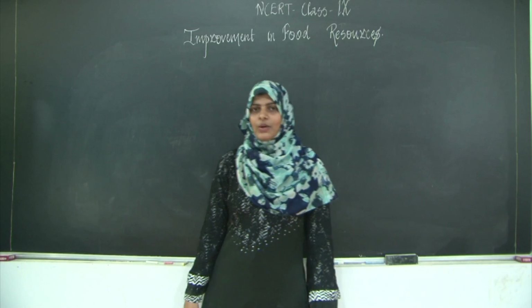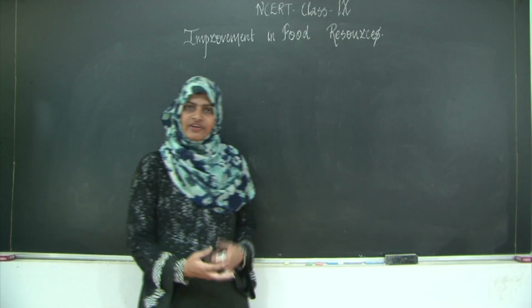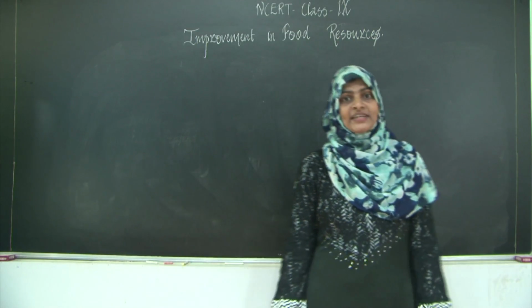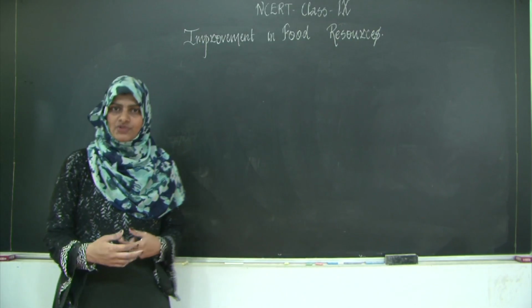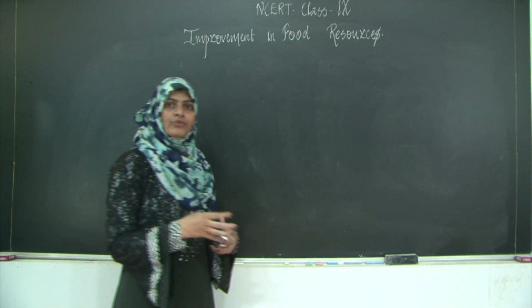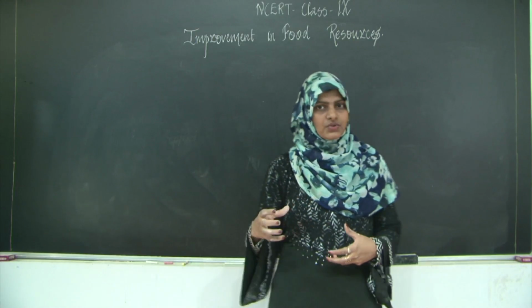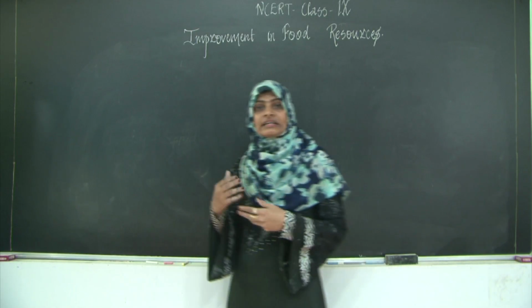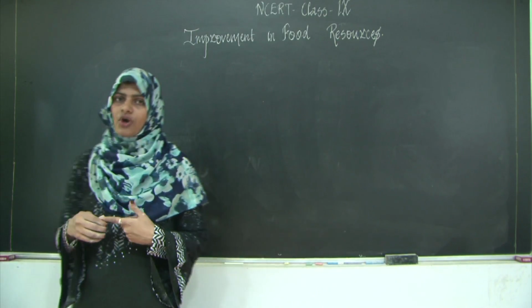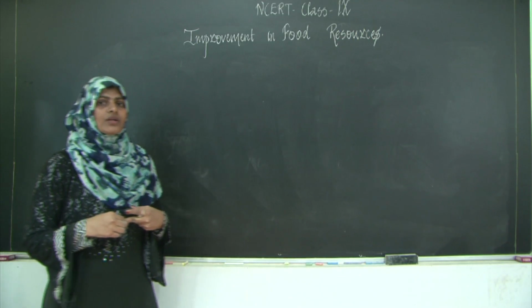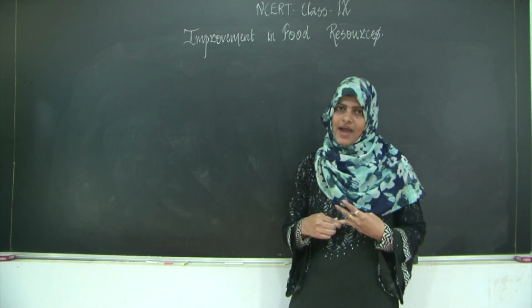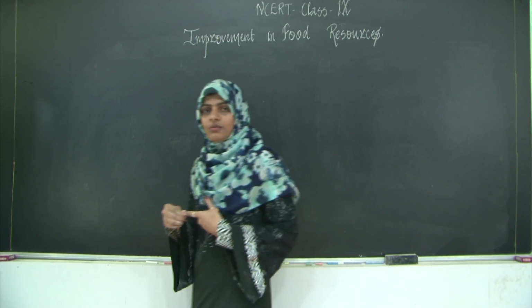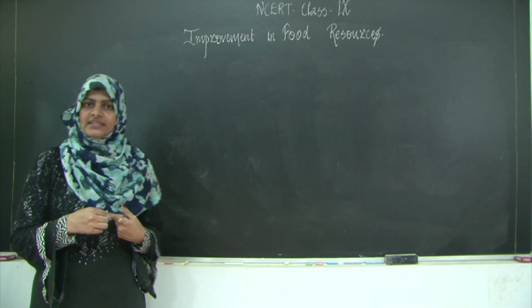Hello students, welcome back. Let us carry forward with the same chapter, that is improvement in food resources. In our previous lecture, let us recapitulate whatever we have done. We started with improving the plant as the food resource, and we studied that there are 3 steps: the first one, crop variety improvement, the second one, crop production improvement, and the last one, crop protection management. And then we studied crop variety improvement in detail.